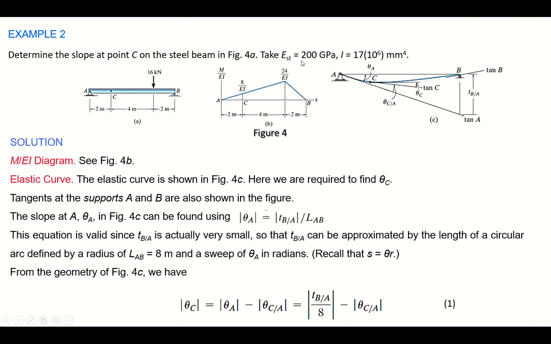Take E as 200 gigapascal. I is equal to 17 into 10 power 6 mm⁴. Now you know that for this we have to draw the bending moment diagram, and since EI is given, you can just multiply them and divide this value by EI. But here we are presenting it in terms of 8 divided by EI and 24 by EI, right? This is our bending moment diagram, and this is the deformed shape of the beam.